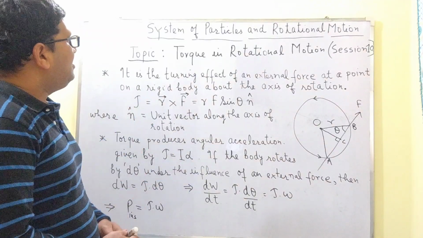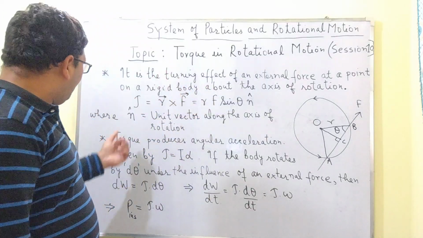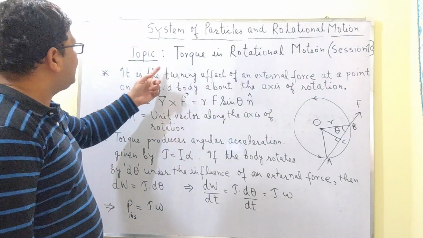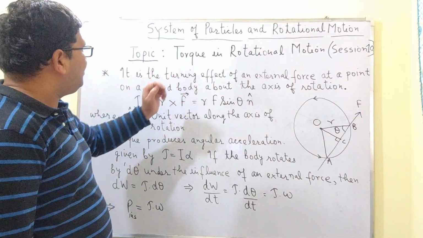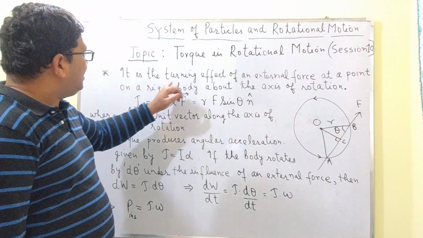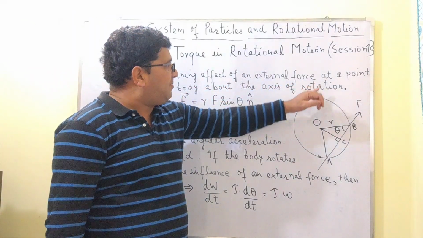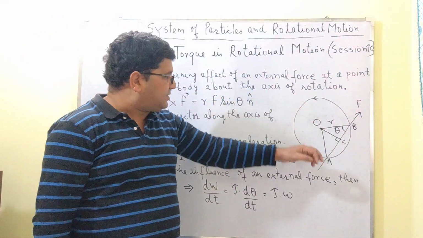The topic is the torque in rotational motion, and based on this topic, I have written here two important points which will help us to understand this topic in brief. So, the first point is basically the definition of torque. Torque is the turning effect of an external force which is applied at a point on a rigid body about the axis of rotation.